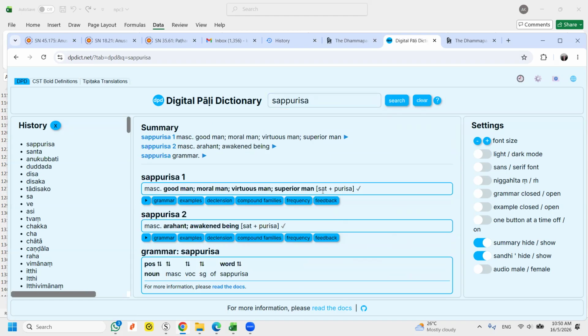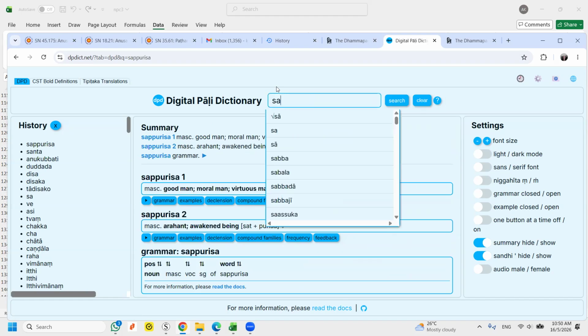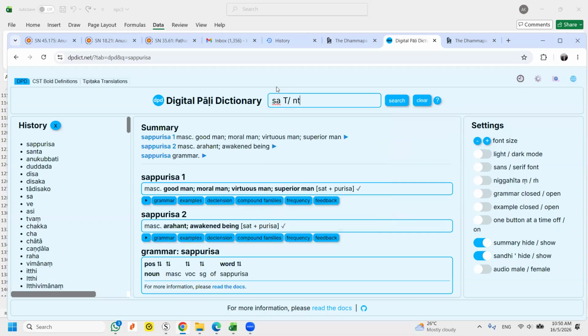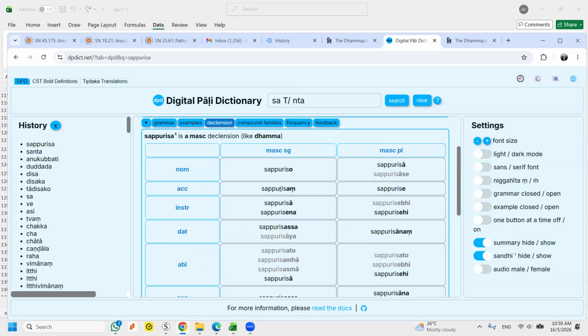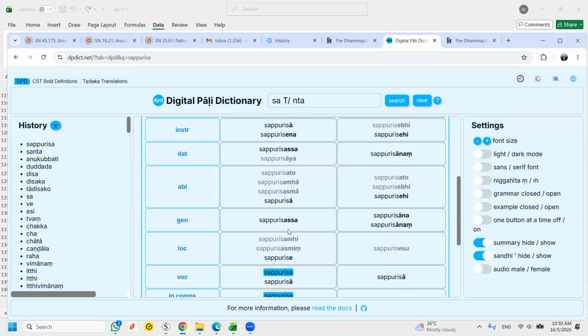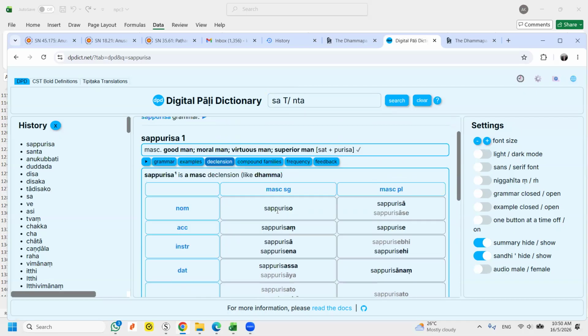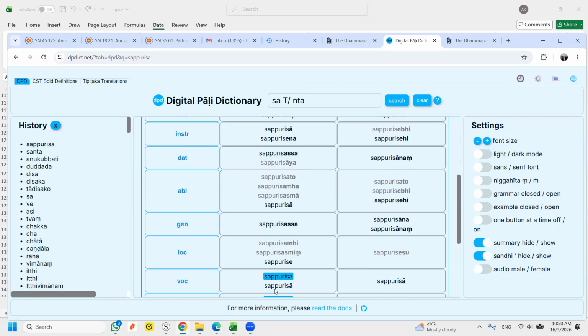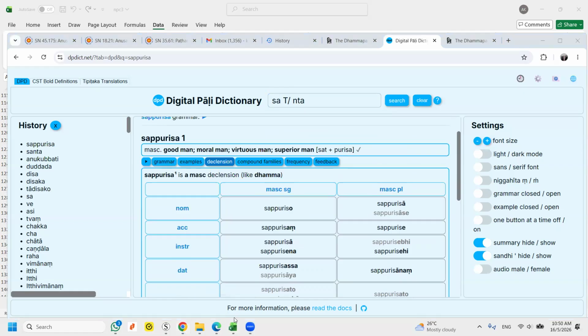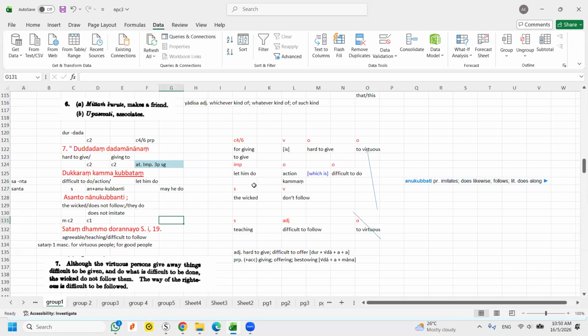Can you see here the word? He used this SAT because it is sa plus T or sa plus NTA. So it's the same, either sa plus T or sa plus NTA. If you look at the declension here, this is the declension of Sapurisa. So I go back to this.